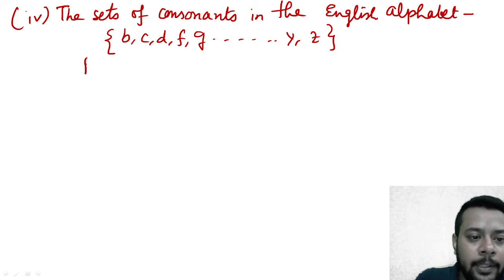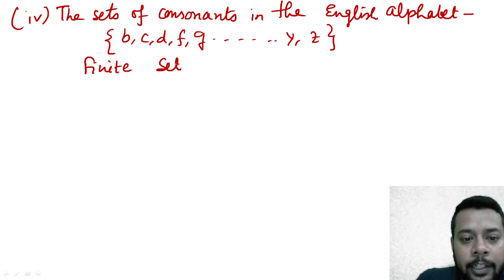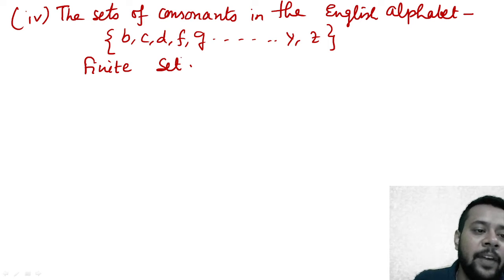So obviously there are some definite values of this set. There are some fixed values of this set. So it will be considered a finite set.